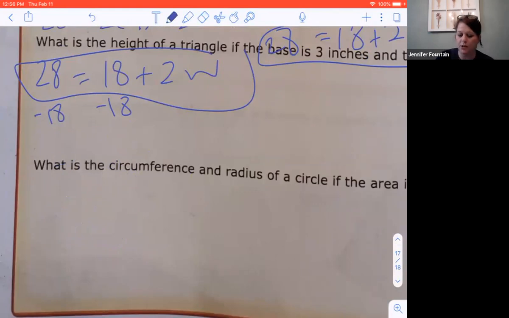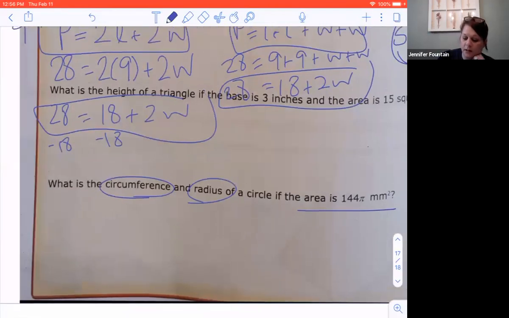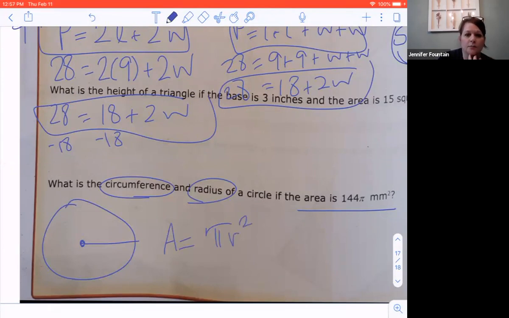All right, what is the circumference and radius of a circle if the area is 144 pi millimeters squared? So let's think about our formula. Again, we're having to find circumference. That is a terrible circle. But so I think about, I've got to find, and so there's my radius. So think about my formula for area equals pi r squared. Okay, so I'm trying to figure out what is the radius if I plug in 144 pi is equal to pi r squared.